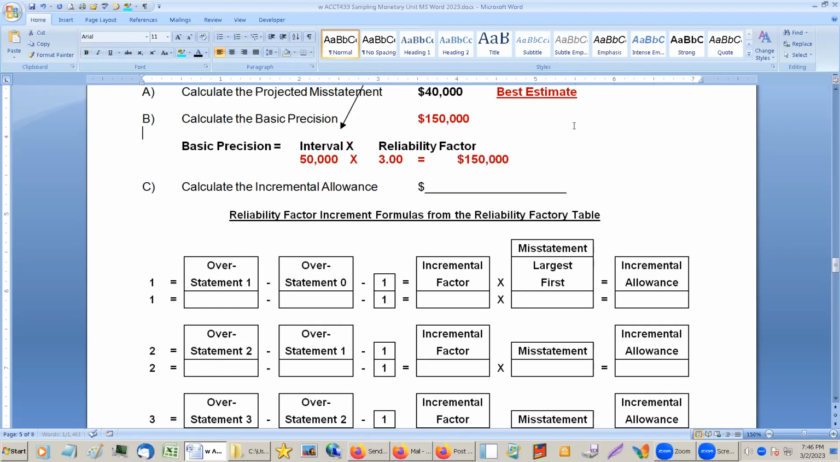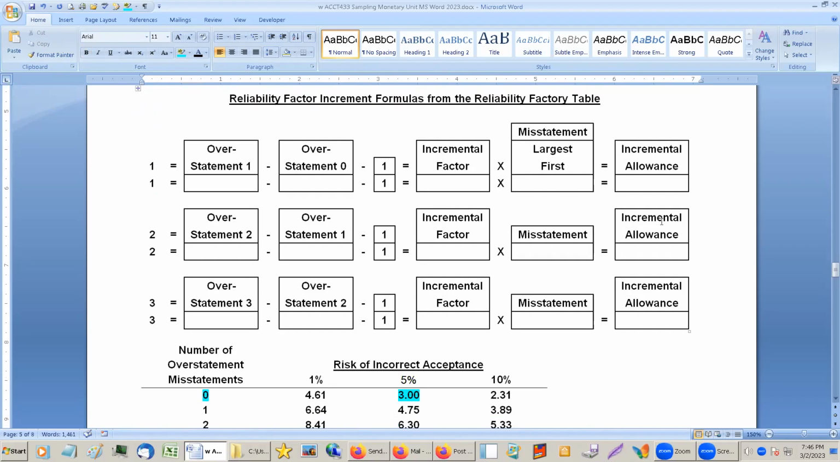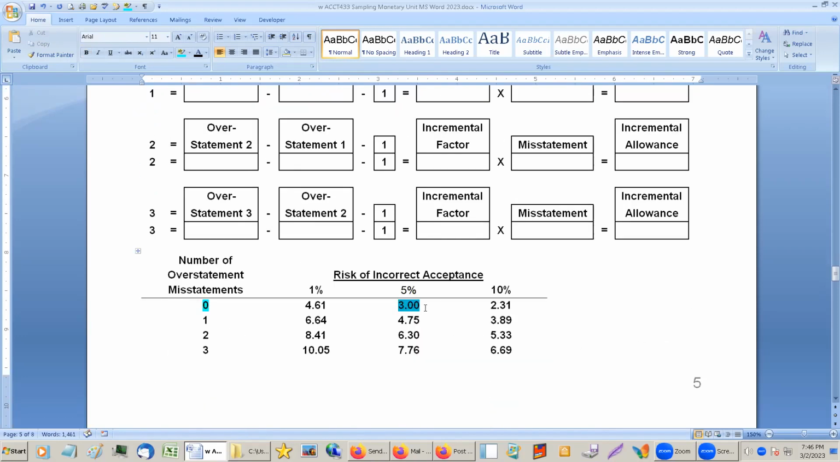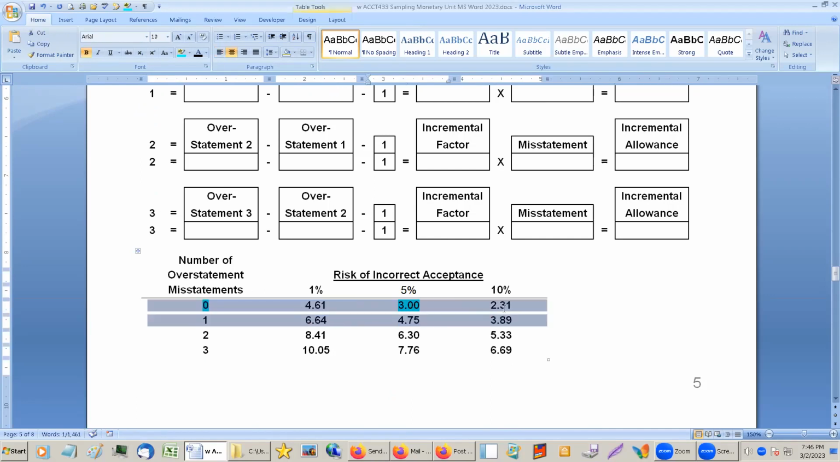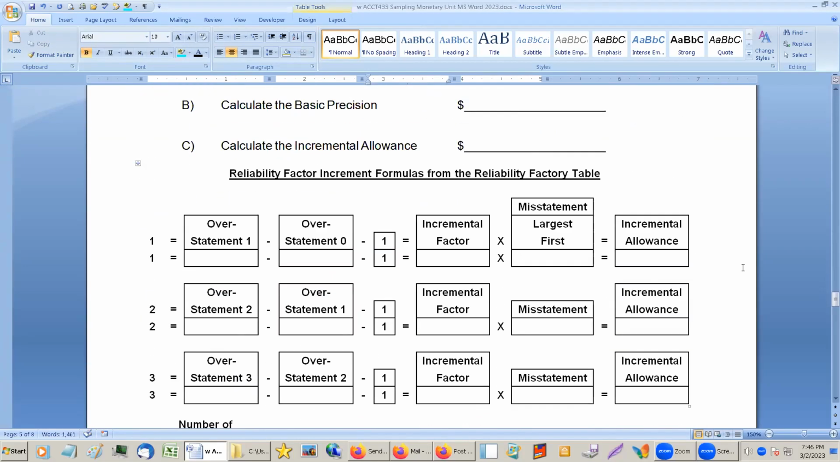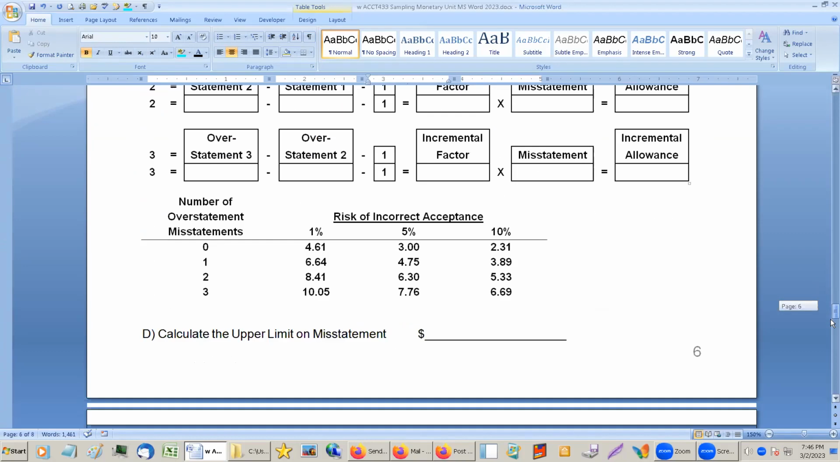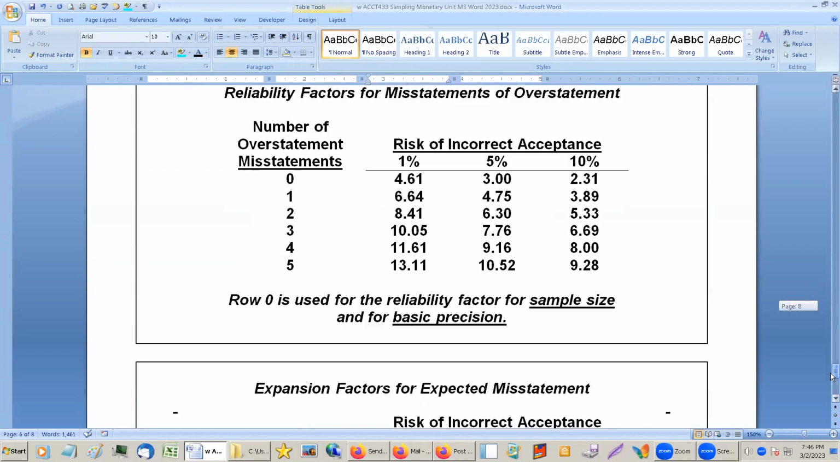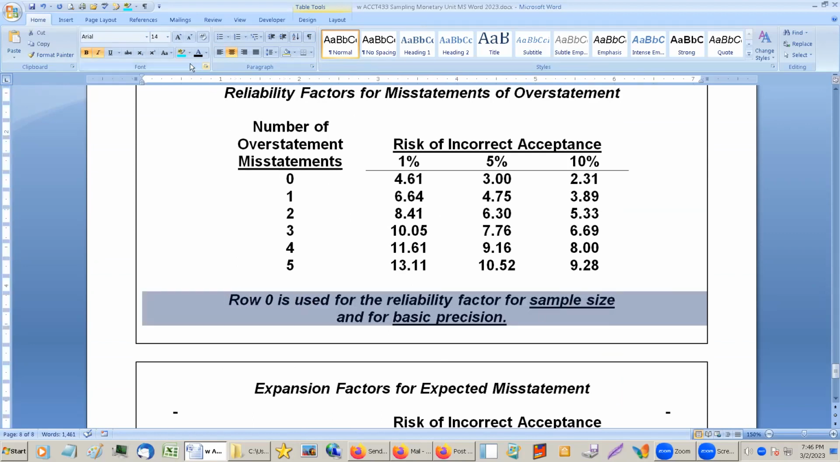Professor, what made you choose 3 for the reliability factor? I saw the 5%, but what made you choose 3? On row 0, that is the factor at 5%. Why do they choose 0? I noticed they got all the other numbers. I know it says 0 right there. Yeah, it's just the method.